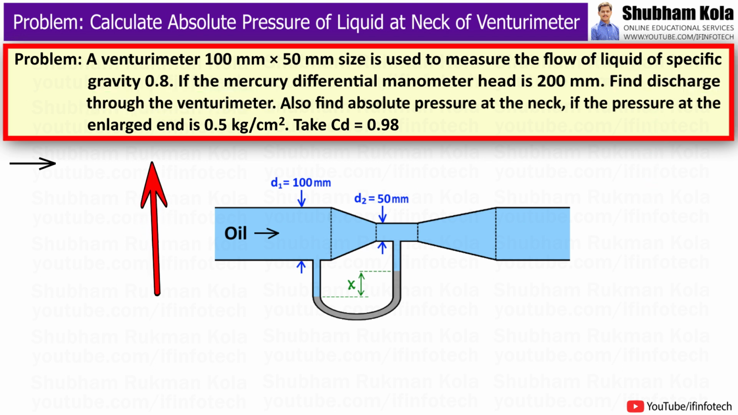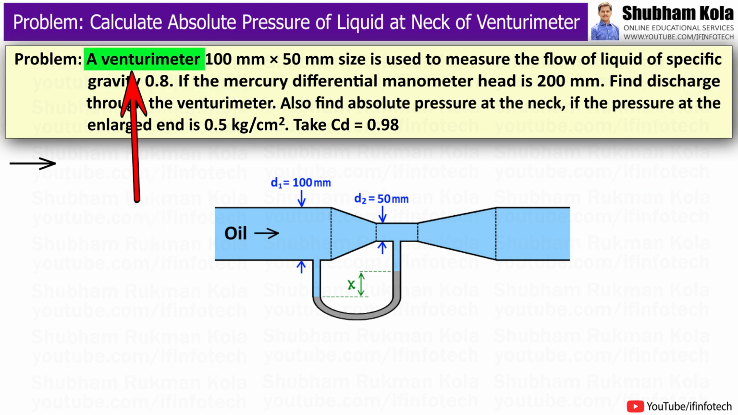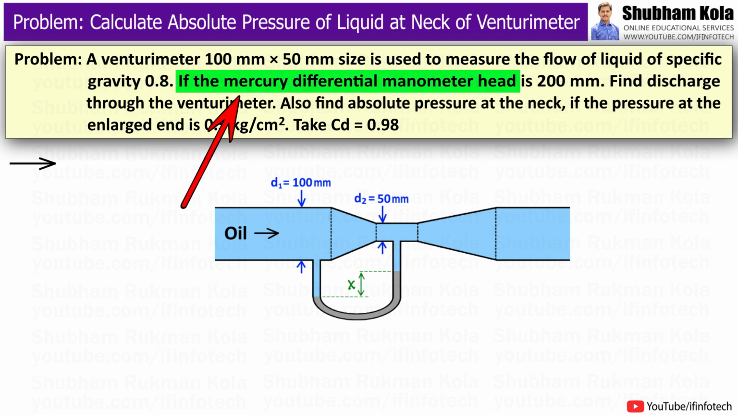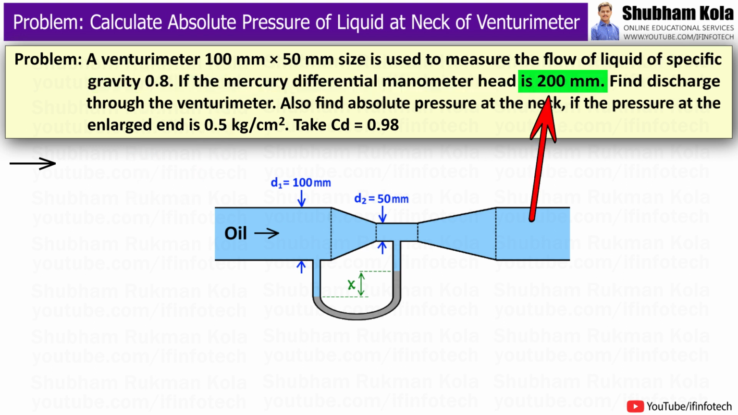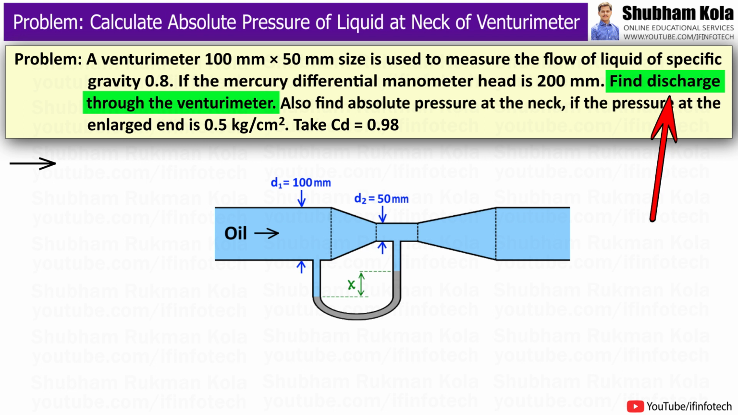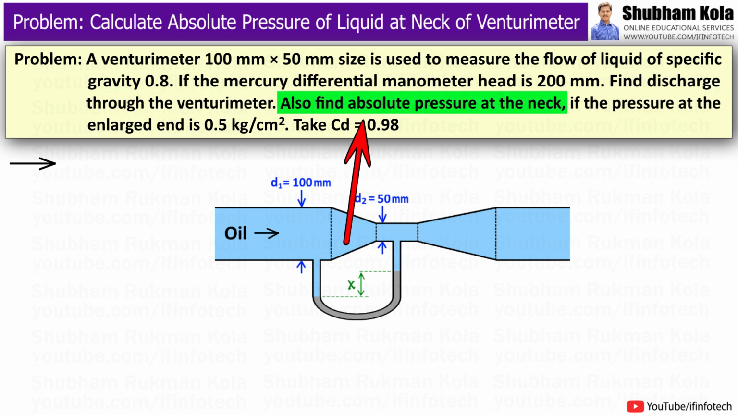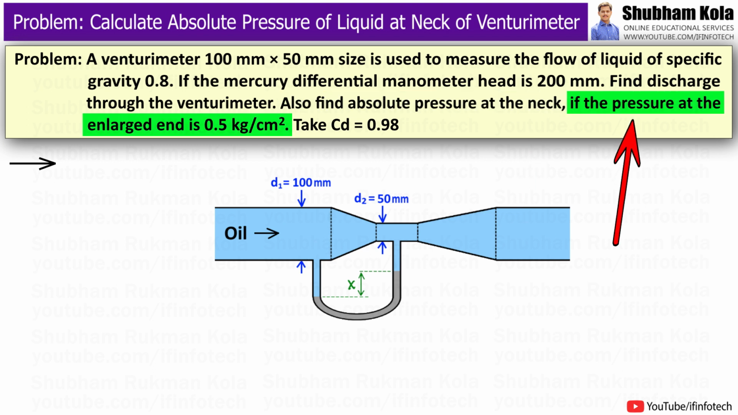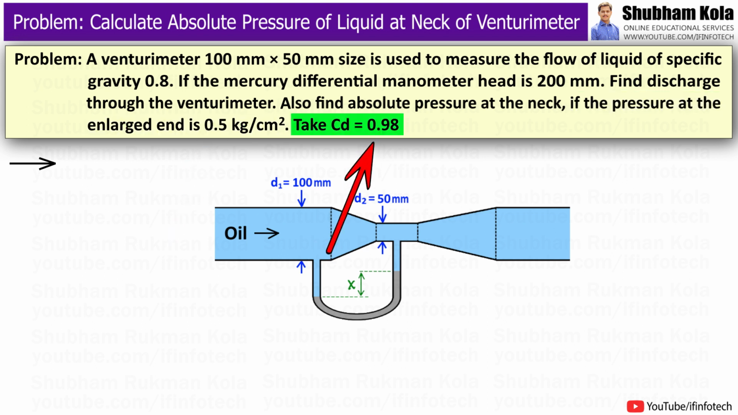So the statement is given as: A Venturimeter 100 by 50 mm size is used to measure the flow of liquid of specific gravity 0.8. If the mercury differential manometer head is 200 mm, find the discharge through the Venturimeter. Also find the absolute pressure at the neck if the pressure at the enlarged end is 0.5 kg per centimeter square. Take CD equal to 0.98.